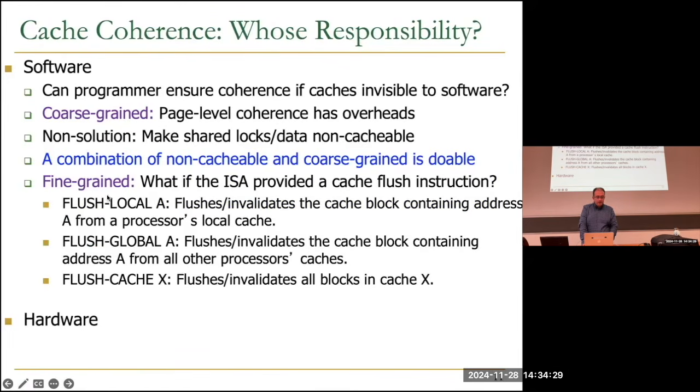You can also think of a fine-grain implementation where the ISA provides a cache flush instruction. Then you need an instruction like flush local A, which flushes or invalidates the cache block containing address A from a processor's local cache. Or you can have flush global A, which invalidates the cache block containing address A from all other processors' caches. And you can also have a heavy-handed flush cache X that flushes all blocks in cache X.